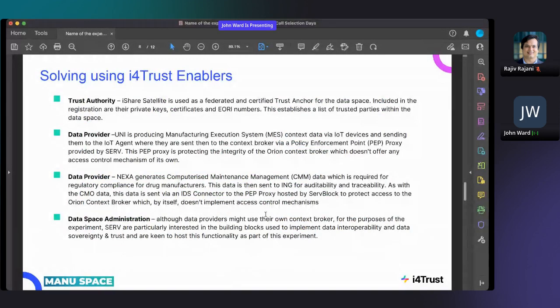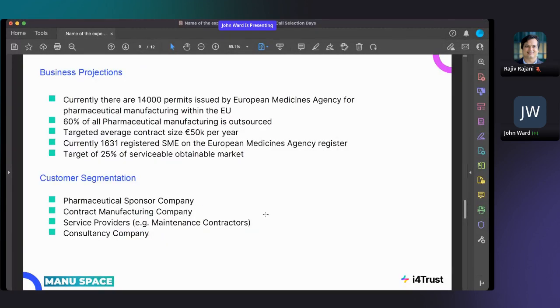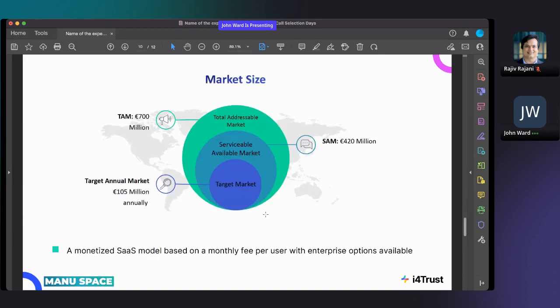Quickly go through that. So again, we're doing all this through iForTrust enablers. We have our Trust Authority, which is iSHARE Satellite, and our data providers and data space administrators. There are currently 14,000 permits issued by the European Medicines Agency for pharmaceutical manufacturing in the EU, and 60% of all pharmaceutical manufacturing is outsourced. So you can imagine that's quite a big challenge to be solved. Our customer segmentation comes down to pharmaceutical sponsor companies, contract manufacturing companies, service providers, and consultancy companies.